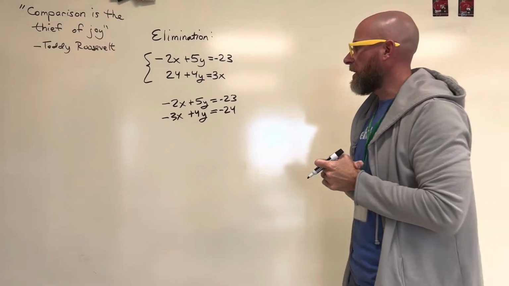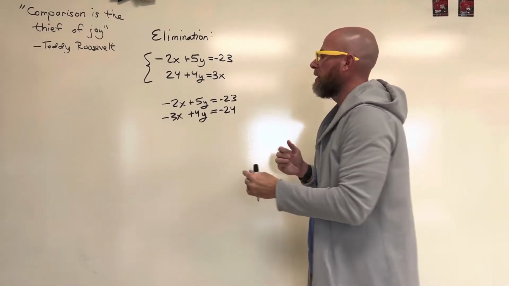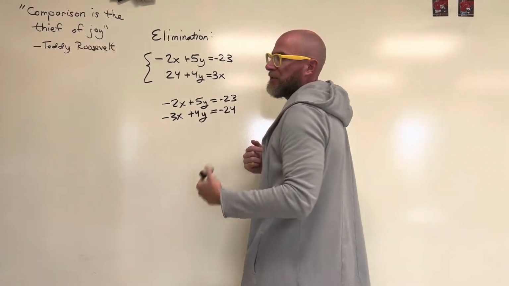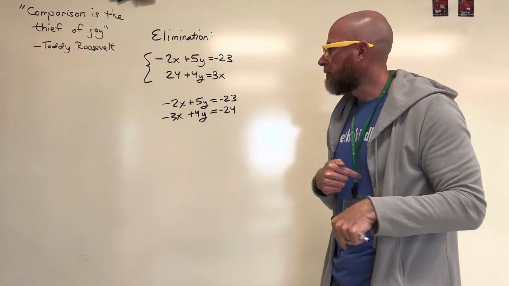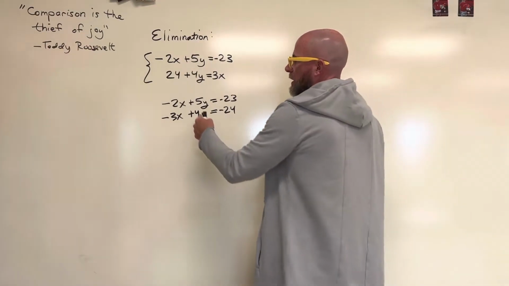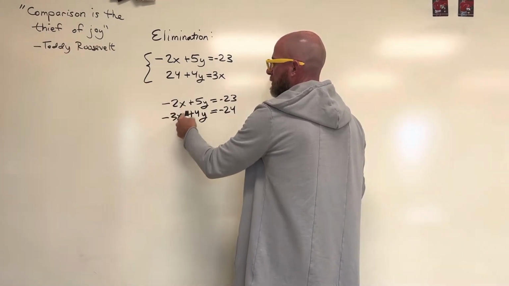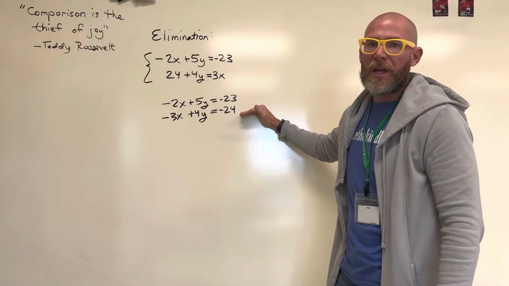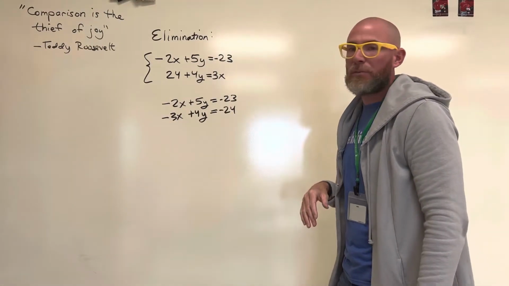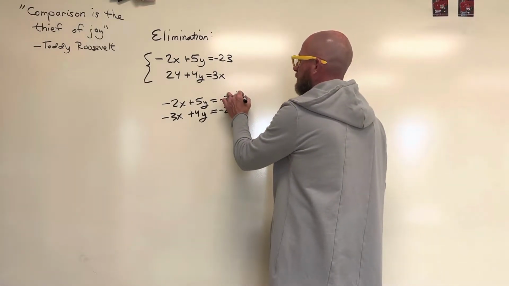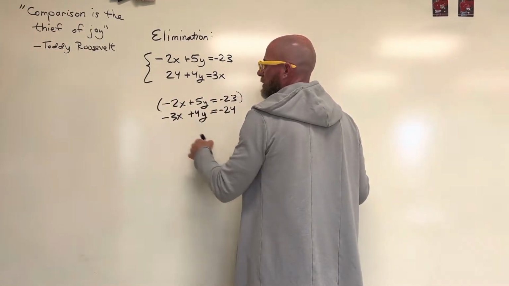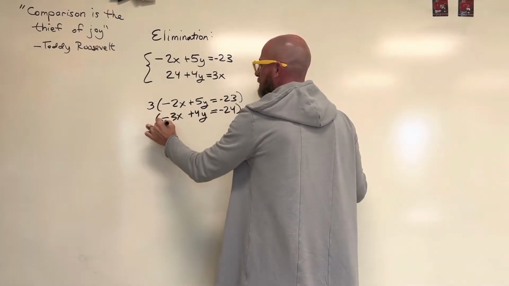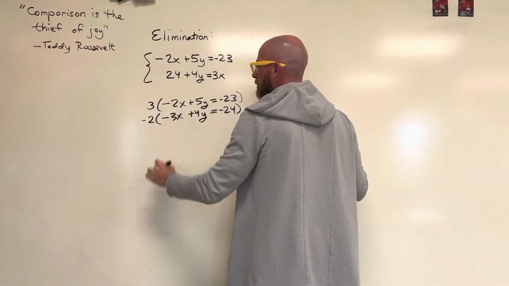Now, when doing elimination, we are looking to get the coefficients of x or y, one or the other, to be the same but opposite. So in this case, we have two opposites. I don't have an easy way of multiplying one equation or the other. So in this case, I'm actually going to multiply both. So here's how I'm going to handle this. I'm going to multiply this equation by 3. And I'm going to multiply this equation by negative 2.